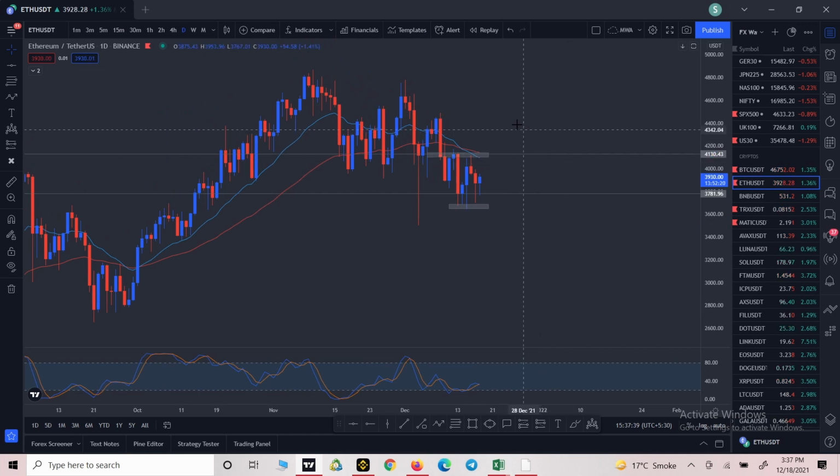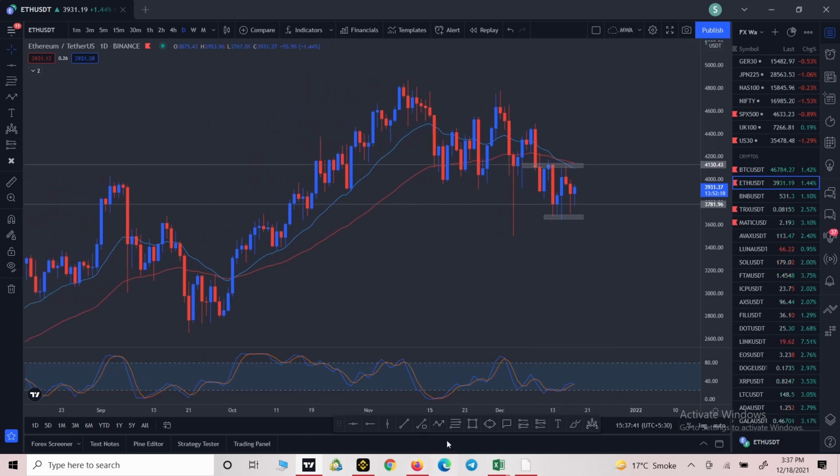About Ethereum, let's start from here. We had a high low, higher high, higher low, higher high, and so on. It's a lower low because the price broke and closed below. Then we have a higher high, higher low, higher high, lower low, and now we have a lower high, lower low, lower high, lower low, lower high.